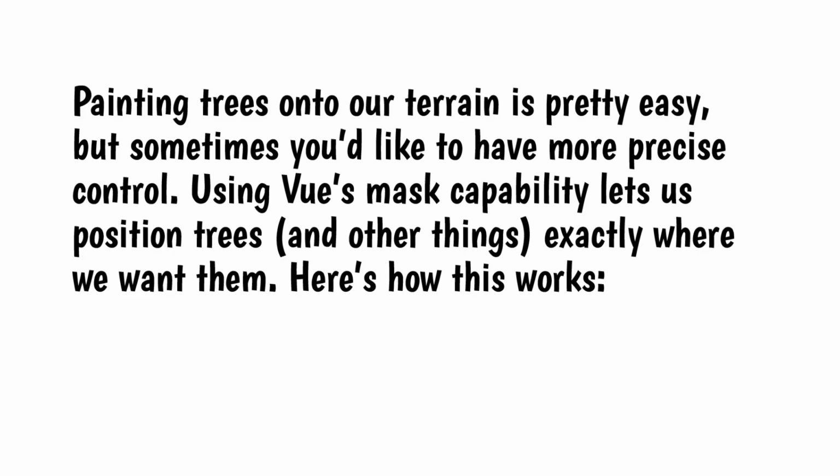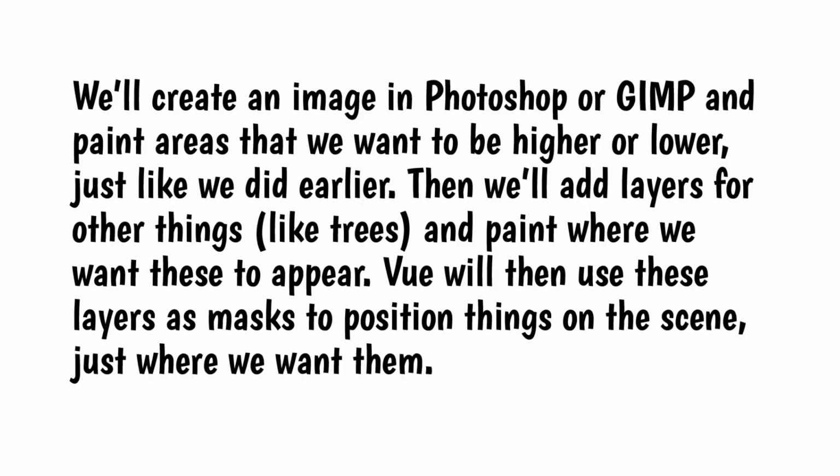Painting trees onto our terrain is pretty easy, but sometimes you'd like to have more precise control. Using View's mask capability lets us position trees and other things exactly where we want them. Here's how this works. We'll create an image in Photoshop or GIMP and paint areas that we want to be higher or lower, just like we did earlier. Then we'll add layers for other things, like trees, and paint where we want these to appear. View will then use these layers as masks to position things on the scene, just where we want them.